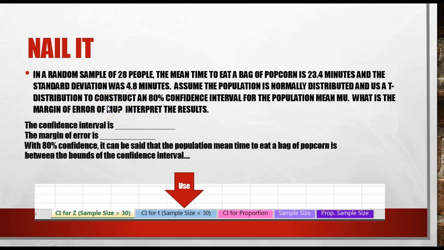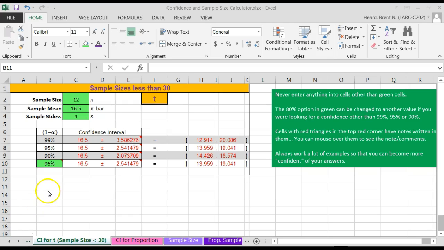Oh no, he asked me for the margin of error. We can find it with a calculator. So what do we do? We put in the sample size of 28, hit the enter button. The sample mean was 23.4, hit the enter button. Sample standard deviation was 4.8. And they want the 80% confidence interval.